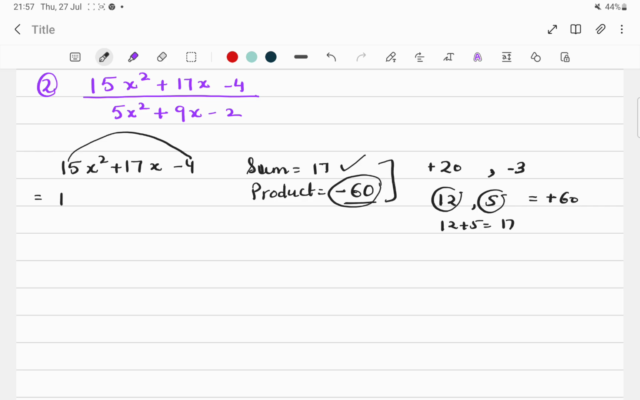So here I will now write it in split form: 15x squared plus 20x minus 3x minus 4. And then from the first two terms I will be taking 5x common.